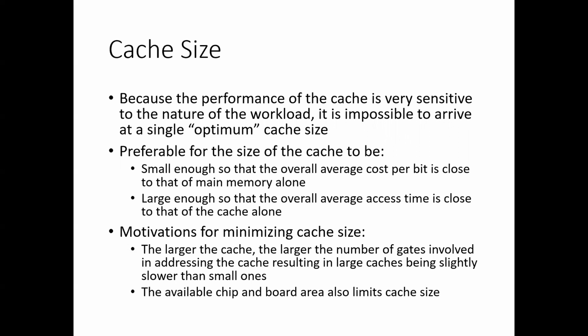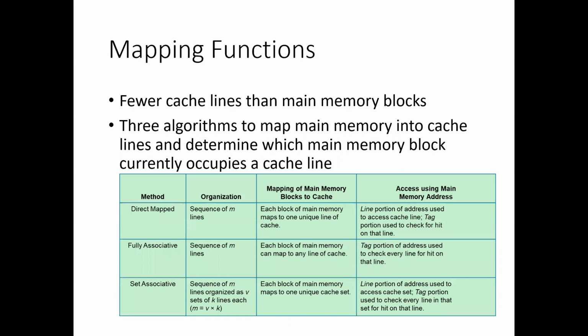The larger the cache, the larger number of gates that we need to add on that chip, resulting in large caches being slightly slower than the small ones. The other thing is the area on the chip and the board will be limitations on the cache size. There are also mapping functions, and there are 3 different types of algorithms for mapping main memory into cache lines and determining which memory block currently occupies the cache line. And there are some examples in the text that are quite a bit detailed we'll go into, and there's a couple, I believe, in the associated homework assignment.